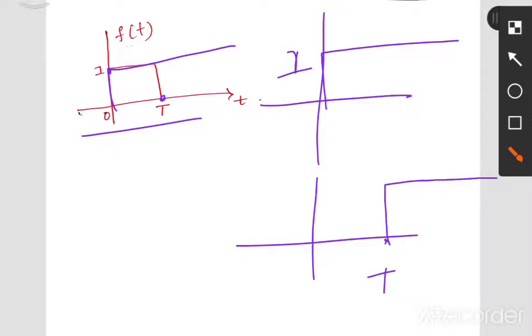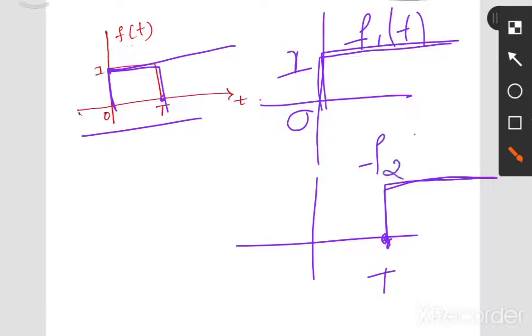The first one is the step function. As we said, its definition is f of t equal to 0 when t is less than 0, and f of t will be a, with magnitude a, for t greater than or equal to 0. Let's see what this greater than or less than zero means. To discuss this, you have to remember this graph.